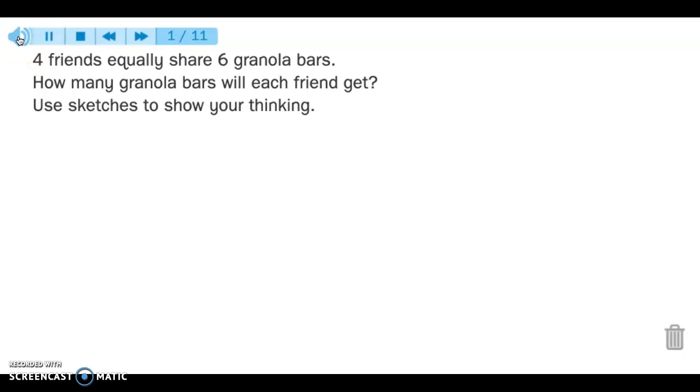Math message. 4 friends equally share 6 granola bars. How many granola bars will each friend get? Use sketches to show your thinking.